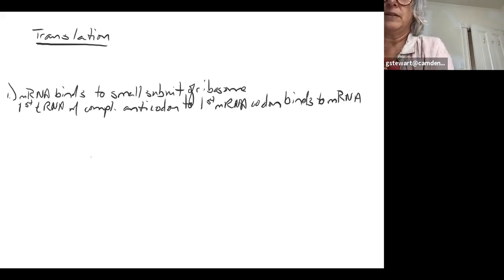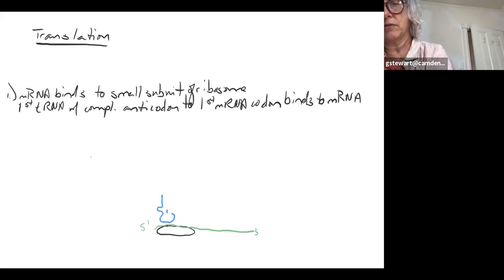Okay, let's go like this. Ribosome has 2 subunits, small subunit, large subunit. Here's my message, 5 prime, 3 prime. Messenger RNA binds the small subunit of the ribosome. First transfer RNA with complementary anticodon to the message is going to bind to that message. Let's make the transfer RNAs blue. So I'm going to put it here. Like this. There's that first transfer RNA.